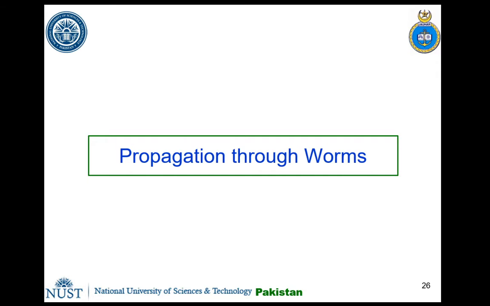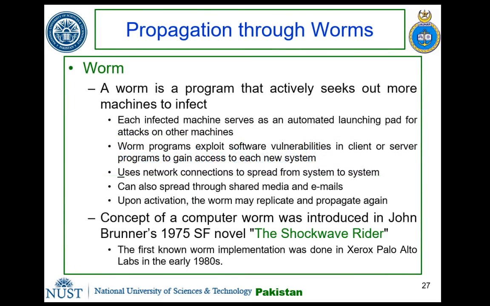Now coming on to propagation through worms. The next category of malware propagation concerns the exploit of software vulnerabilities, which are commonly exploited by computer worms and hacking attacks on systems. A worm is a program that actively seeks out more machines to infect, and then each infected machine serves as an automated launching pad for attacks on other machines. Worm programs exploit software vulnerabilities in client or server programs to gain access to each new system.